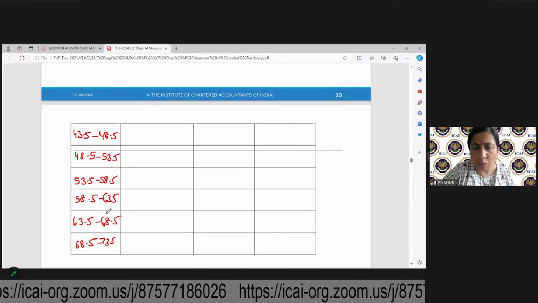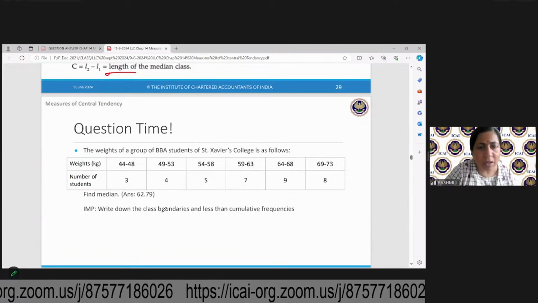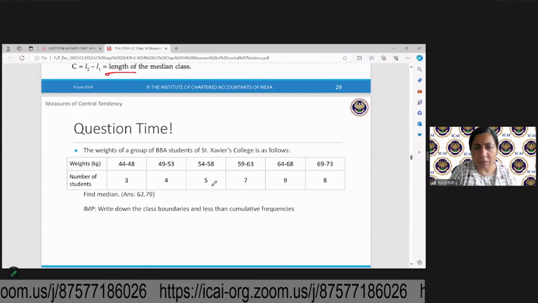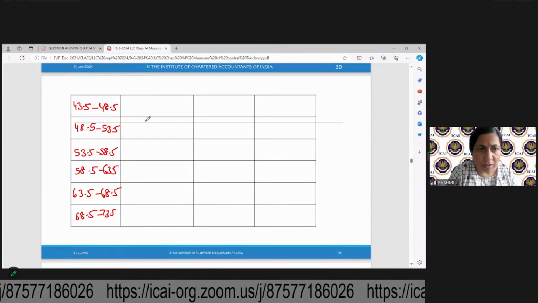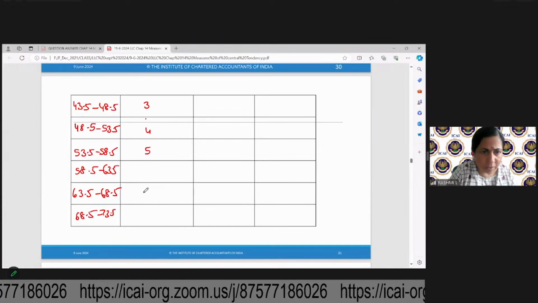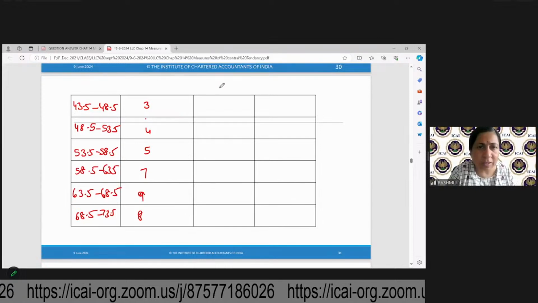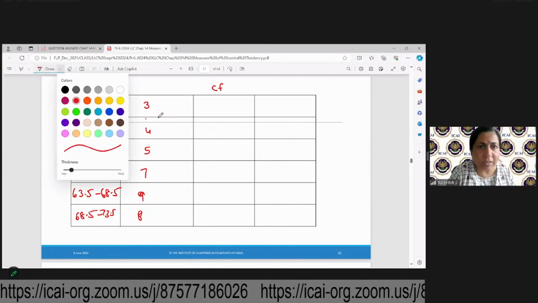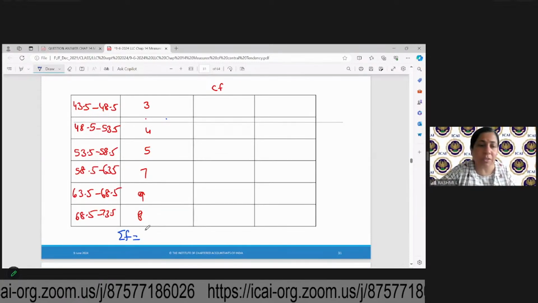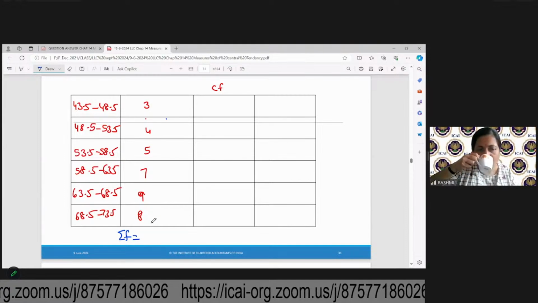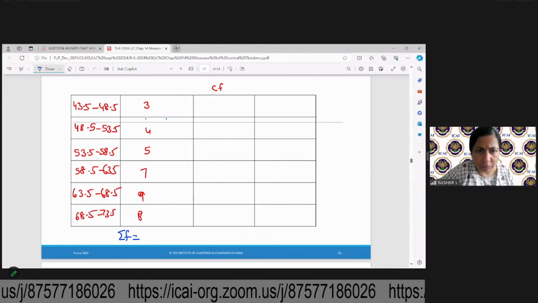Okay. Now what do I have? Once that is done, what will I do? I will write down the frequencies: 3, 4, 5, 7, 9, 8. Then I will find the less than cumulative frequency. Can anybody tell me what I should write in this column? First you will find the total. How much is summation f? 36. Very good.